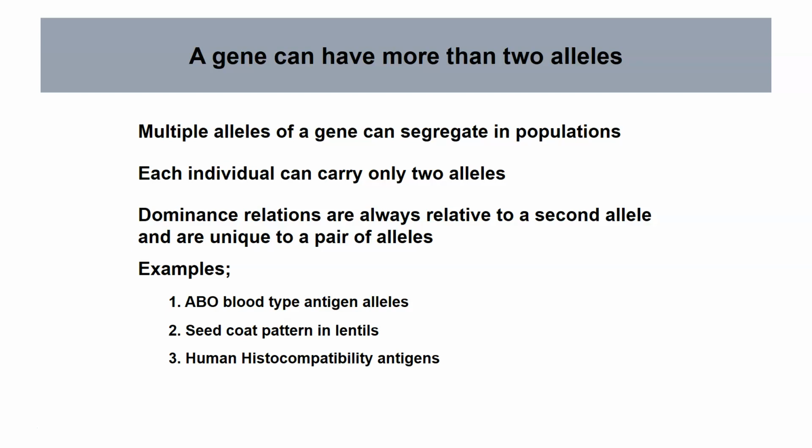So in the examples that we'll talk about, the first one is the ABO blood type antigens. And we talked about this last time as an example of codominance, and we're going to add on to that. Secondly, an example of genes controlling the seed spotting pattern in seeds of the lentil plants. And the third example is antigens that occur on human cells called the human histocompatibility antigens.